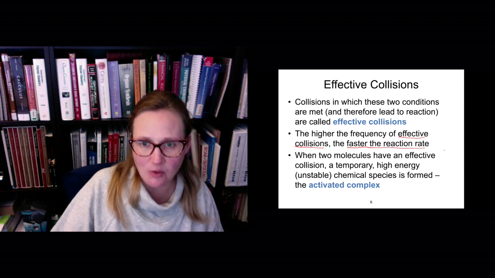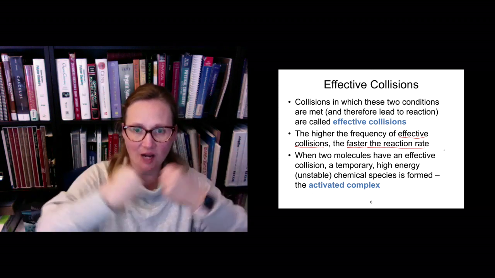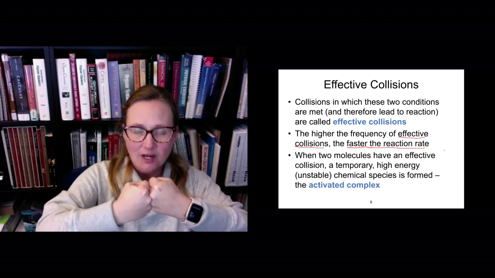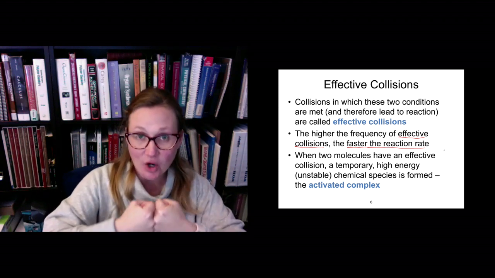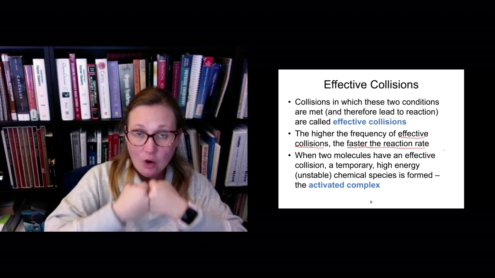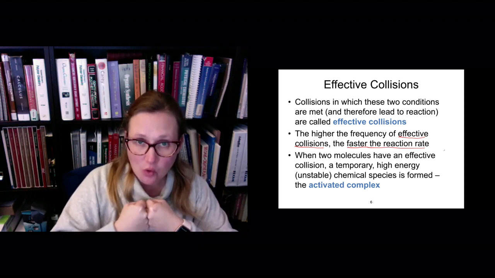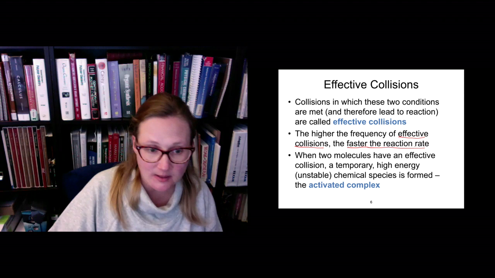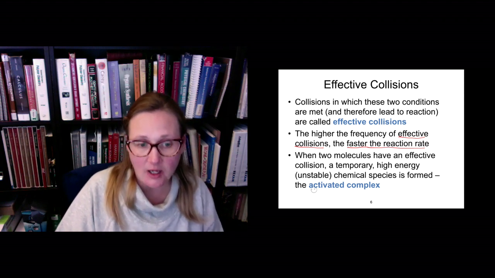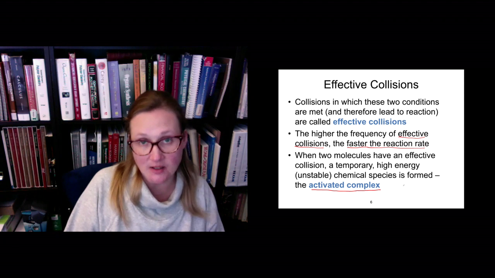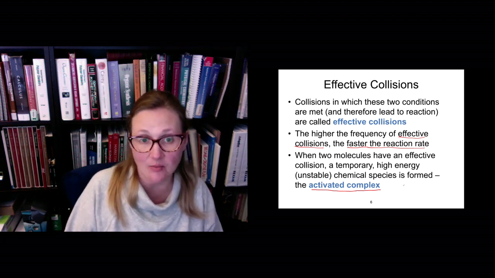Let's go back to what we talked about. We have two molecules, they come and collide. They have enough energy and they're in the right orientation. That's called an effective collision. When they do that, they form the activated complex, which you may know also as the transition state. So that effective collision is forming that activated complex.